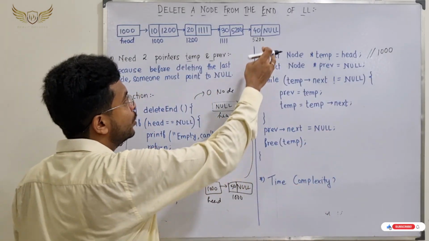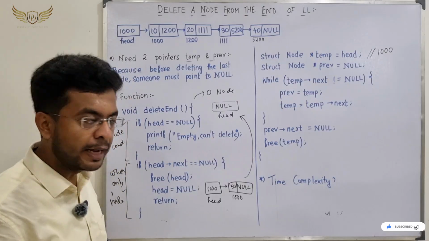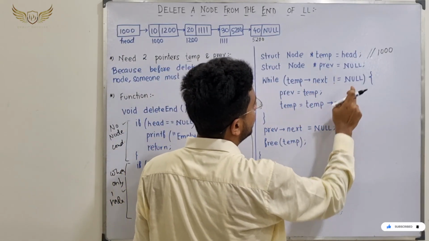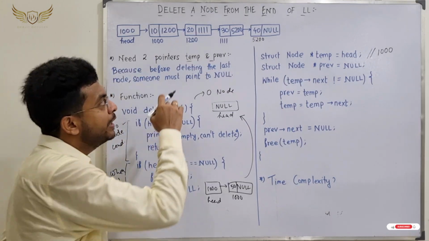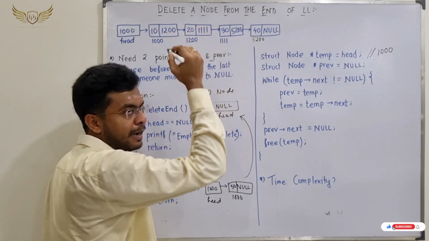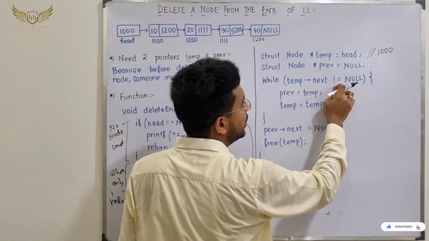What we are trying to do? We are trying to delete the last node, the node that is holding 40. Now see what we are doing. What is our target? We need to somehow make sure we are reaching this point, because our target is to make this one null. Correct? So see what we are doing: while temp arrow next not equals to null.